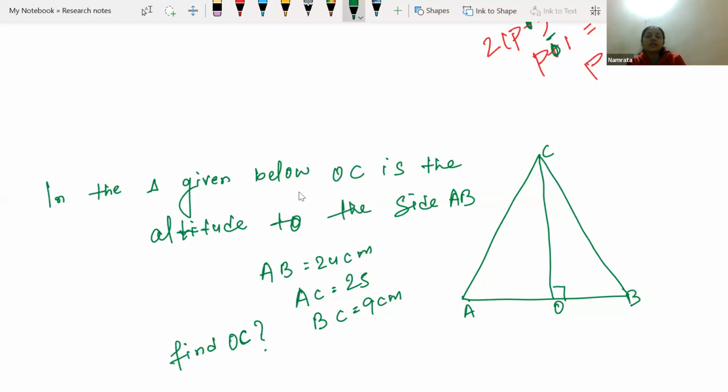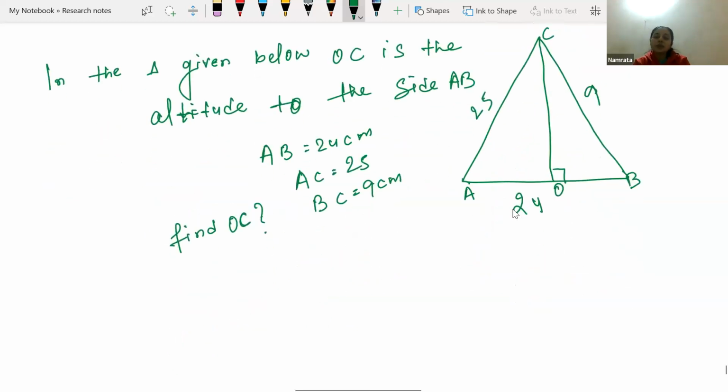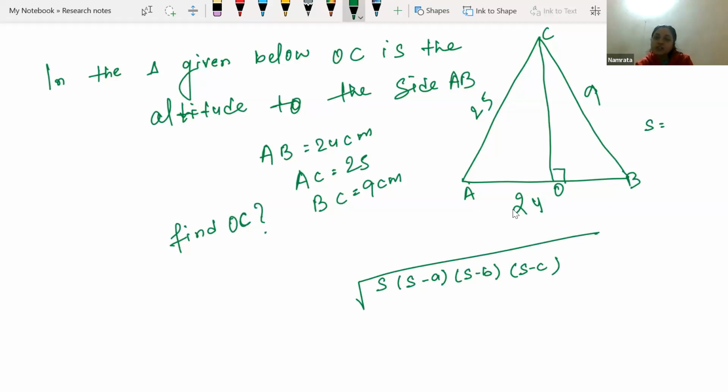How? Again, by using the area concept. We will be finding the area of this scalene triangle. You can see AB is 24, AC is 25, BC is 9. Again, it's a scalene triangle. Area we can only find by using Heron's formula. Once we use Heron's formula, we will be able to get the area. So area will be the square root of S times (S minus A) times (S minus B) times (S minus C). S is what? (A plus B plus C) by 2.